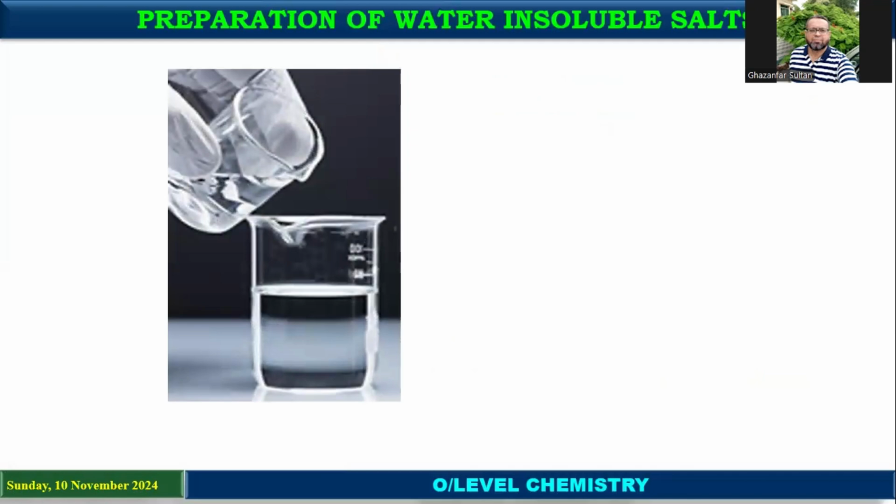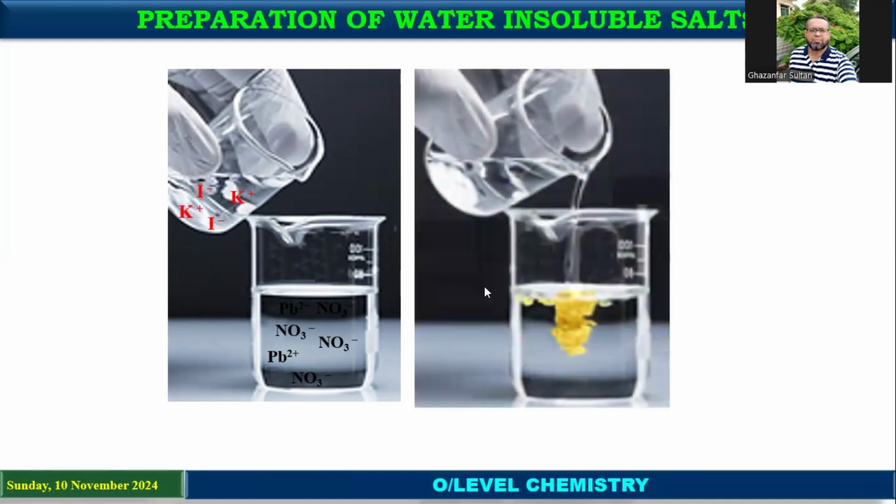Now see, the same reaction with potassium iodide and lead iodide is depicted here. You can see there are two aqueous solutions, and fortunately both of these solutions are colorless. This is the lead nitrate and this is potassium iodide. What happens when we mix them together? We obtain this yellow precipitate of lead iodide.